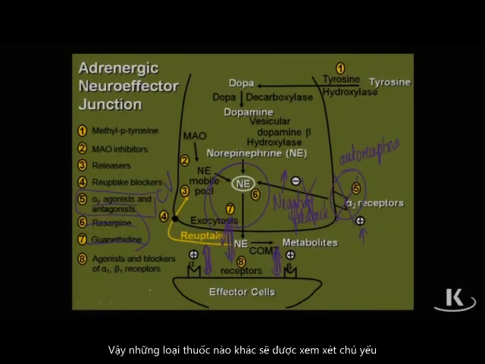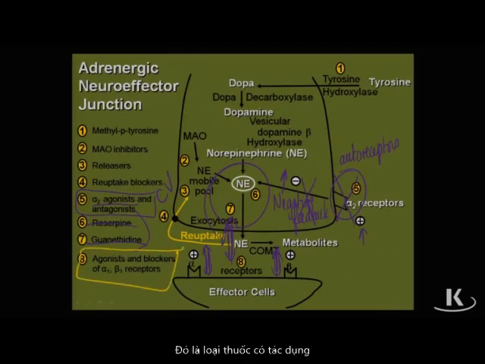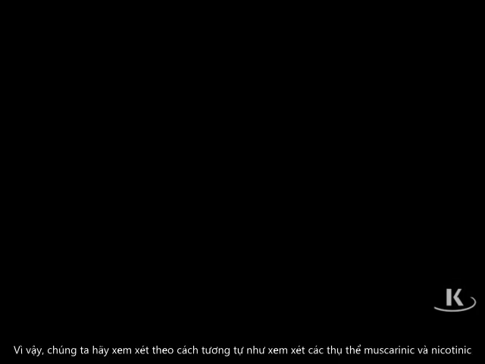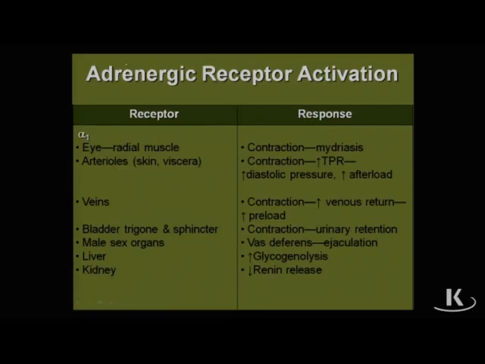So which are the drugs that will primarily be reviewed in this section? It's the drugs that work at point 8, the agonists and blockers of alpha and beta receptors. So let's review, in a similar fashion to looking at muscarinic and nicotinic receptors, now the alpha and beta receptor subtypes. Realize that it is these tables that hold the key to the answers on your board questions.